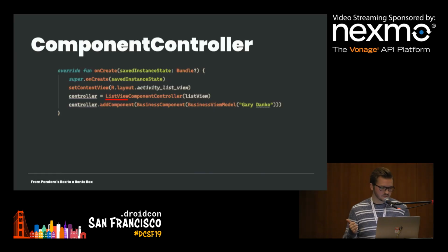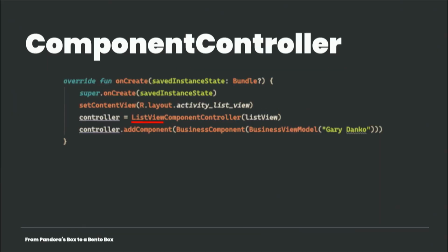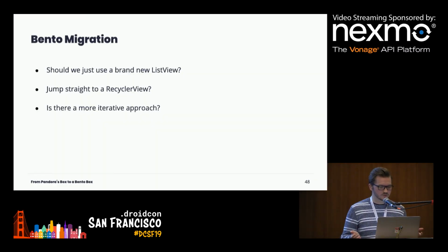And of course, we can use a ListView component controller for all of our legacy things too. So how do we convert what we had before in the ancient ways to a more modern Bento approach? Should we just use a brand new ListView and wrap that in a ListView component controller, start adding our new components, and then go that route? Well, if we did that, then why even start with a ListView? Why not just jump straight to a RecyclerView, right?